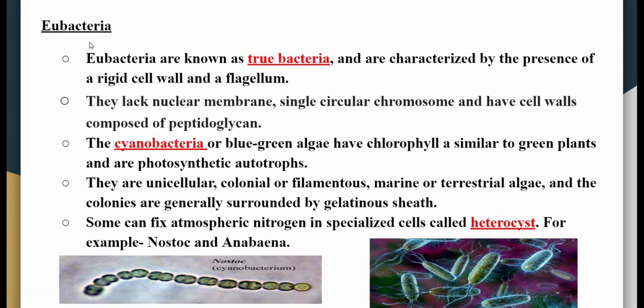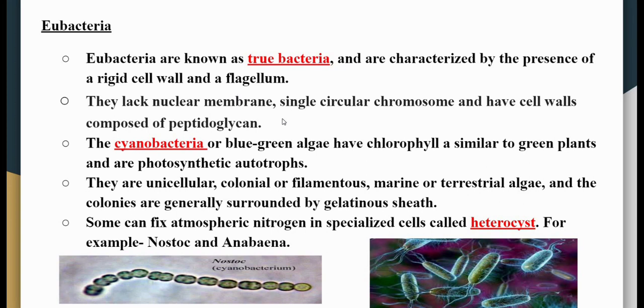Eu means true. Eubacteria are the true bacteria, characterized by the presence of a rigid cell wall and a flagellum. The flagellum is found in motile forms of eubacteria. Not all members of eubacteria are able to move. Only some are motile, and those motile eubacteria possess a flagellum, which flashes and helps them in moving.